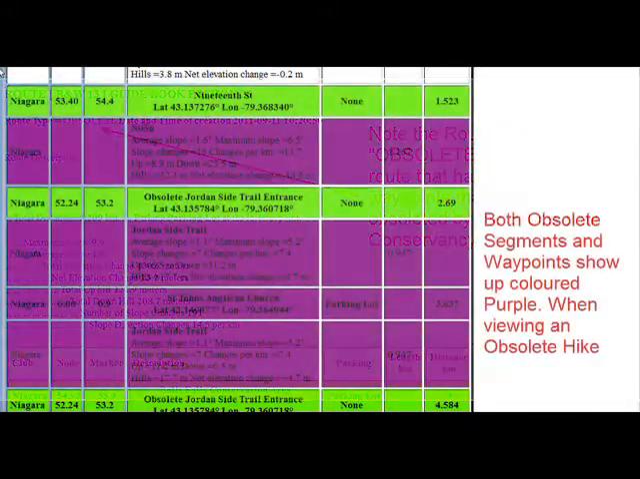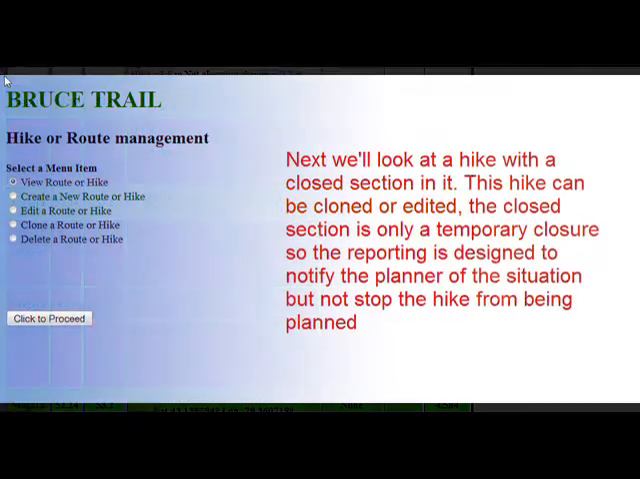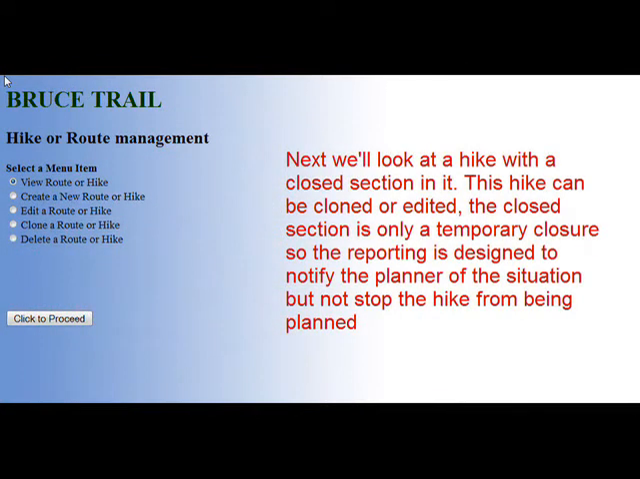This next slide shows the details, segments, and waypoints in a purple color. These are the obsoleted parts of the trail. If the hike is to be maintained in your list of hikes, it's recommended that you print this report from your browser and then recreate it with new segments and waypoints. Note, new hikes will not have these obsolete segments or waypoints available.